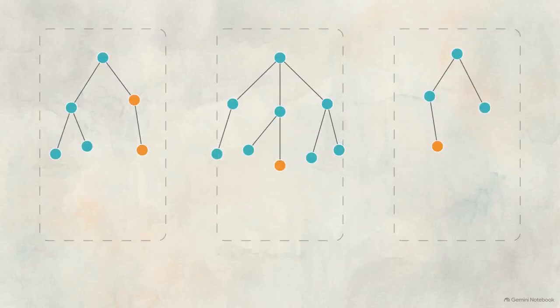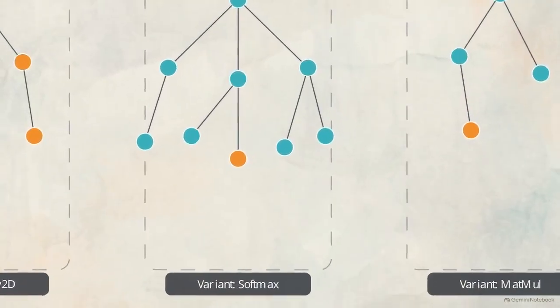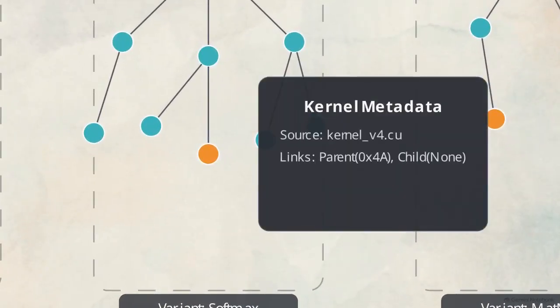Validated candidates are benchmarked and inserted into a persistent Monte Carlo revision tree. Each variant gets its own isolated tree. Each node in this tree represents a candidate kernel, tracking its source code, its parent and child links, its visit count, and its measured execution latency.